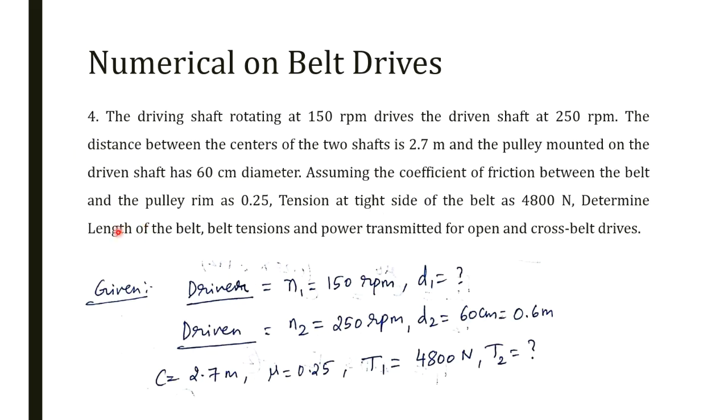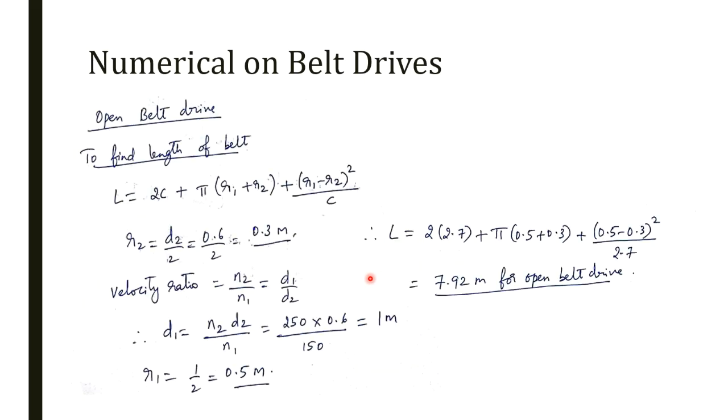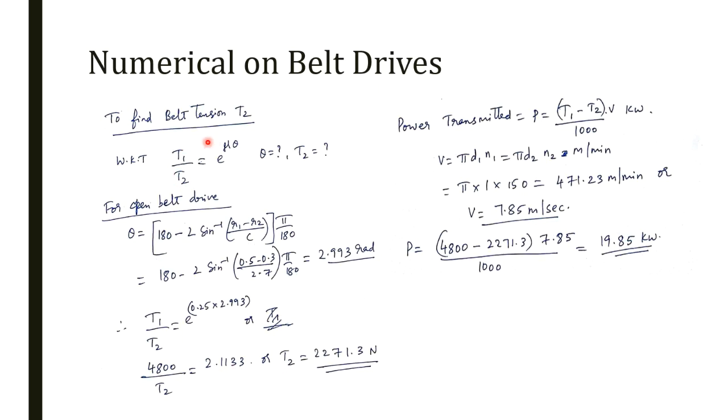So you have found out the length of the belt. Next, you need to find out belt tensions and then power transmitted. So if you want to find out belt tension, that is T1 by T2, then you will have to find out theta, that is not given, and T2 is not given to you. So calculate theta. So how do you calculate theta?